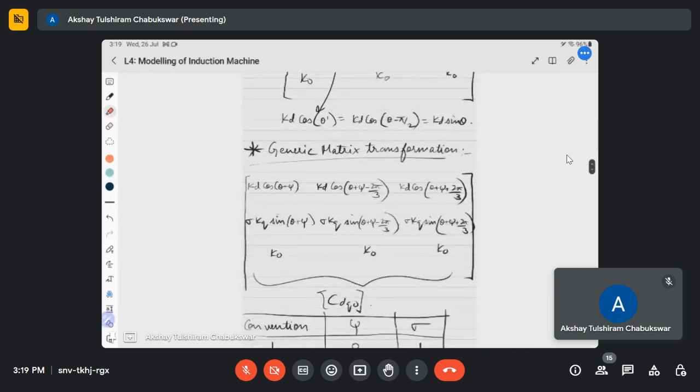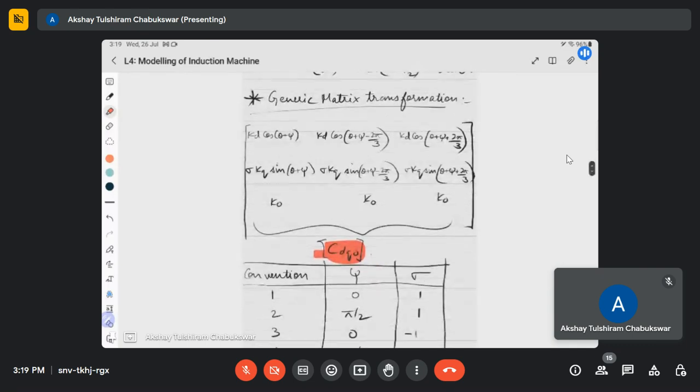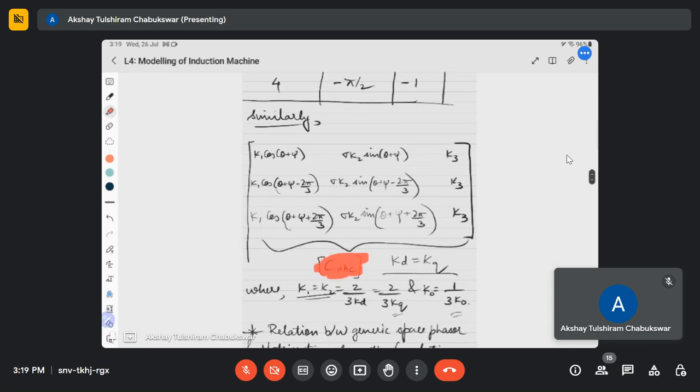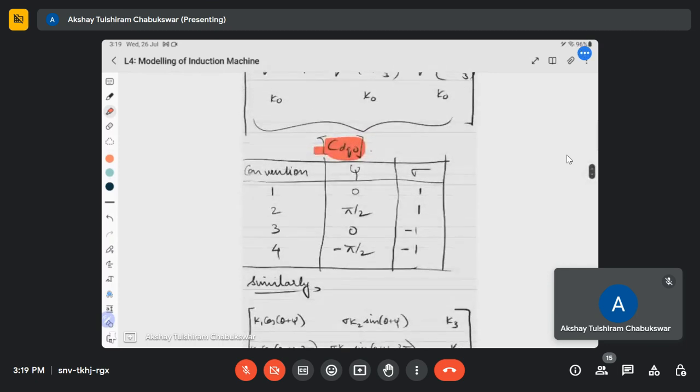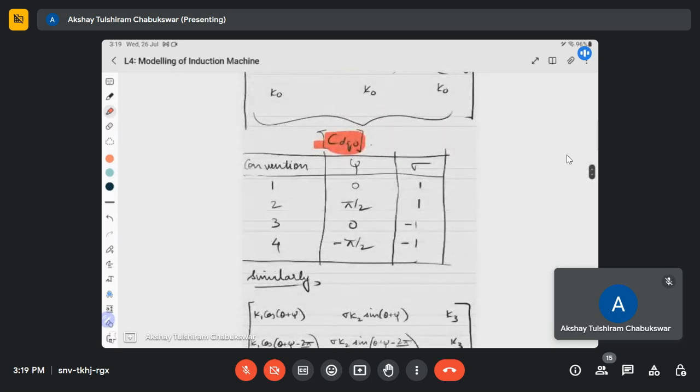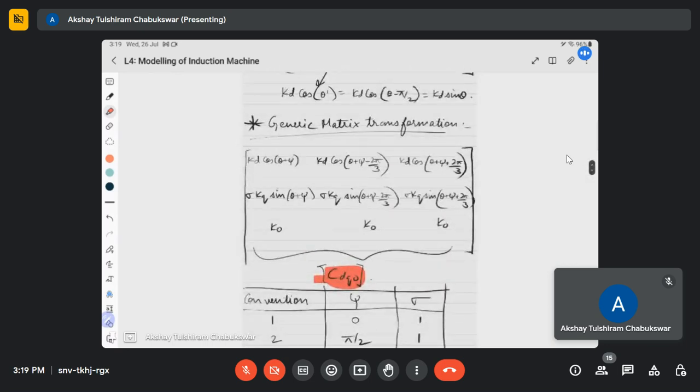This is called the generic matrix transformation. This is called the CDQ0 matrix. The CDQ0 matrix is used if you want to convert any ABC quantities into DQ quantities, and similarly this is called CABC. This is used when you want to convert any DQ0 quantity into the ABC reference frame. Basically CABC is the inverse of CDQ0, and it is also the transpose of CDQ0. This we have already seen in the last lecture.